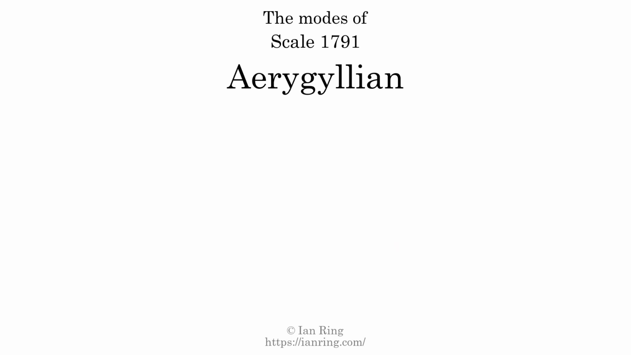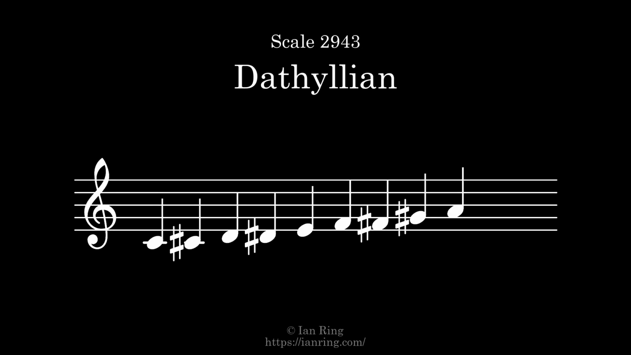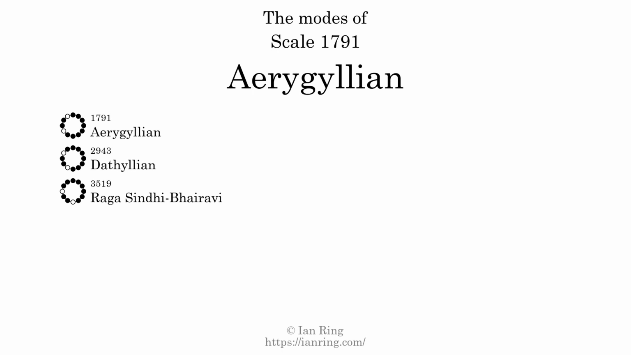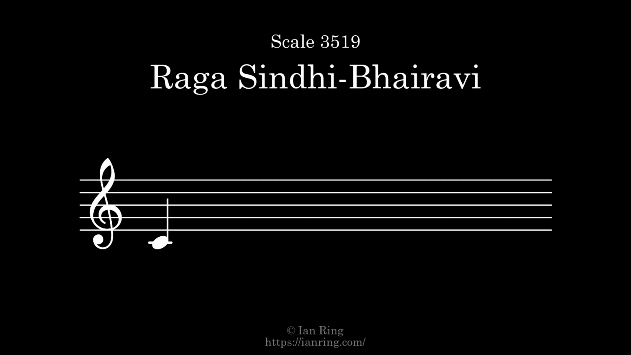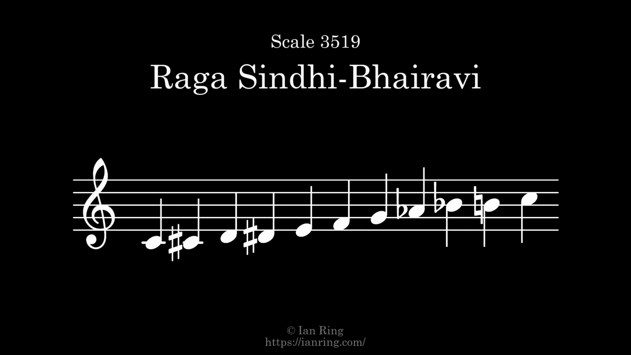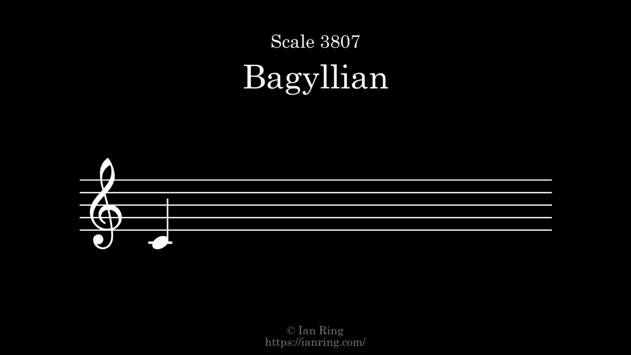This scale has 10 modes. The first mode is itself. The second mode is scale 2943, also known as decatonic. It sounds like this. The third mode is scale 3519, also known as Raga Cindy Beravi. It sounds like this. The fourth mode is scale 3807, also known as Aerygyllian. It sounds like this.